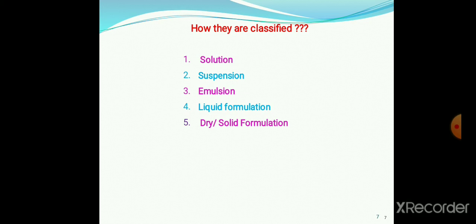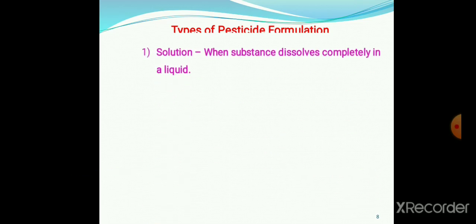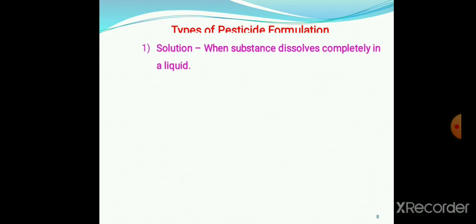Now we will see the first type, solution. These are all terms that you are very familiar with, but we will see them in detail again. What is a solution? A solution is nothing but when a substance dissolves completely in a liquid. When that solute completely dissolves in a liquid and there is a clear solution, it is called a solution.